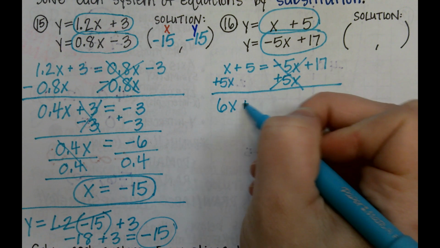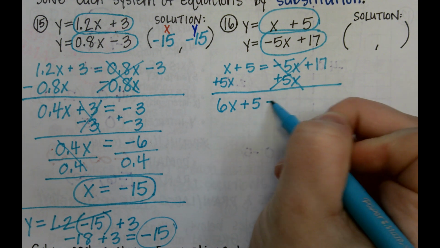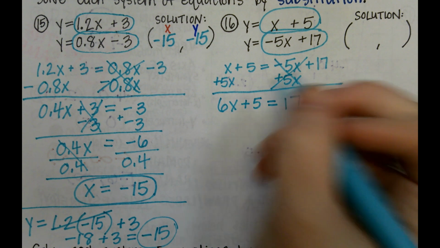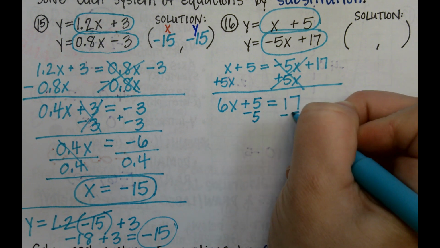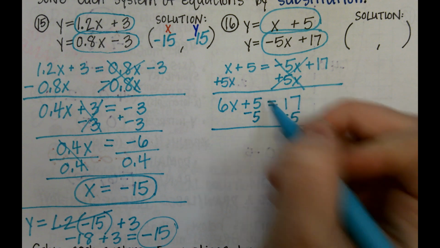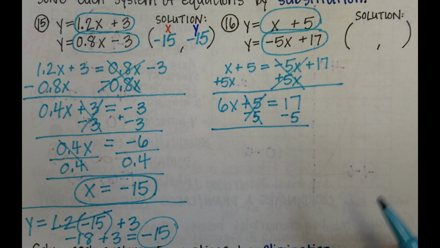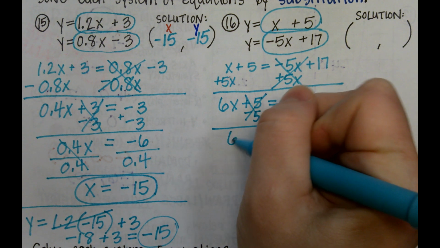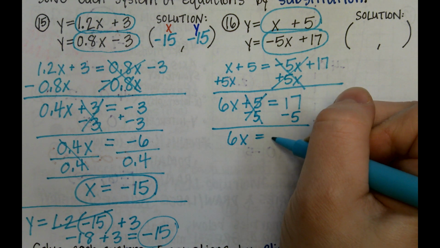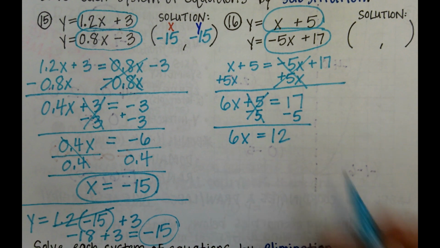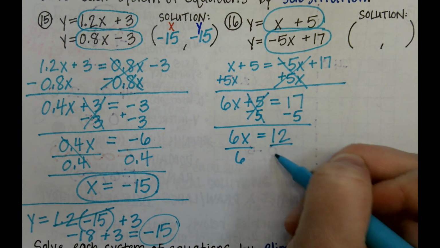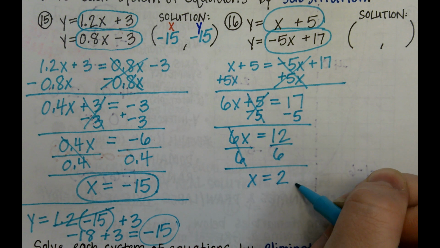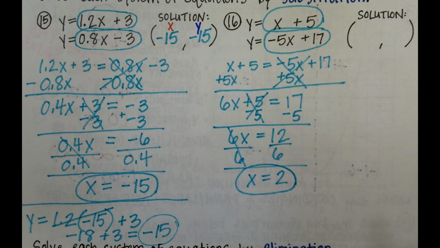Bring everything down. Good. I still have plus 5 equals, good, 17. Now what? Subtract 5. Good. Subtract 5 from both sides. My plus 5 and minus 5 cancel. Good. 6x equals 17 minus 5 is 12. Divide by 6. And x equals 2. So there's our x.